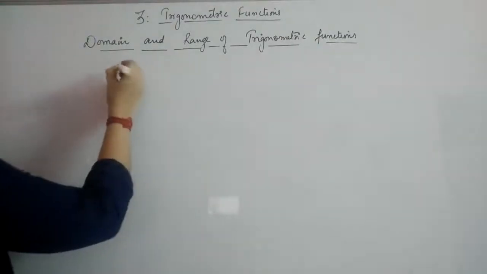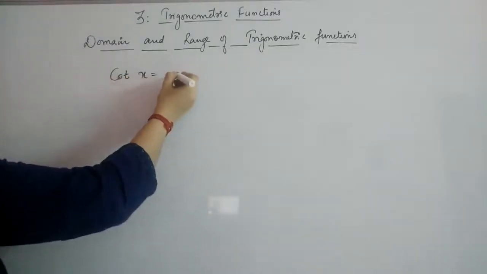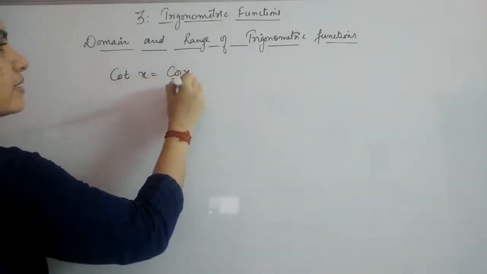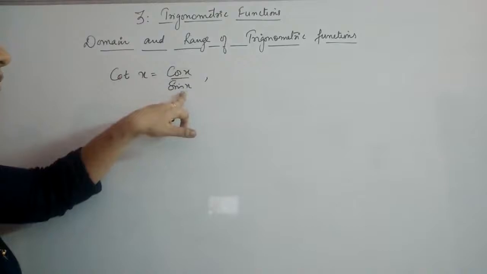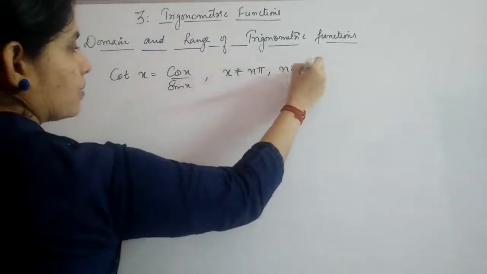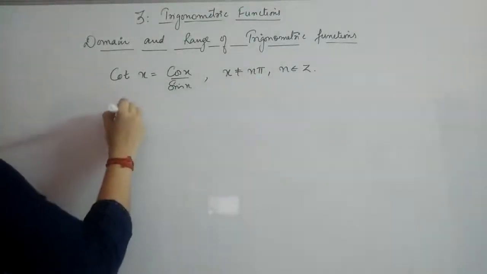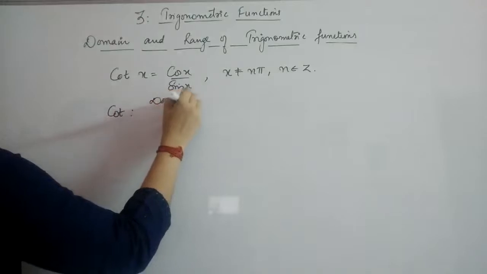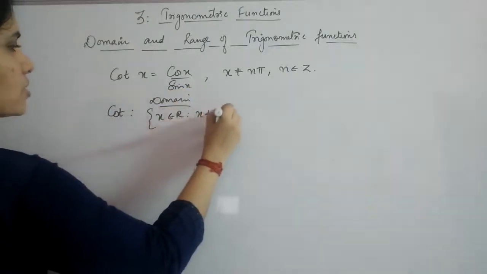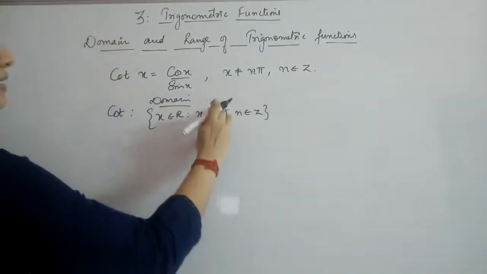The last function is cot, and cot x is nothing but 1 by tan x, or you can say it is cos x by sin x. So you can say that the denominator should not be equal to 0, means x should not be equal to n pi, where n belongs to Z. That means this will act as the domain for cot. Okay, for cot function the domain will be the set of all those x in R such that x is not equal to n pi, where n belongs to Z, right?